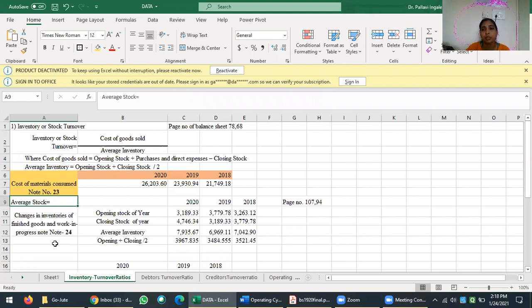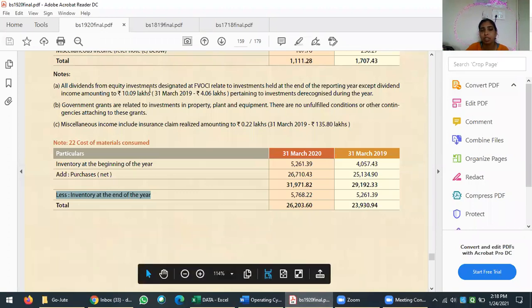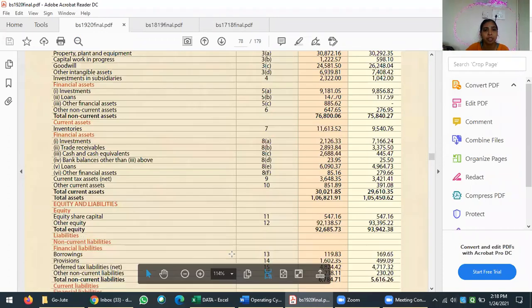For that purpose, we have to see the change in inventory of finished goods and work in progress. Again you have to see the P&L. Okay, the 2020 balance sheet first I will see, then 19 and 2018. So first I will go to my balance sheet part. It is page number 78. It is your P&L.